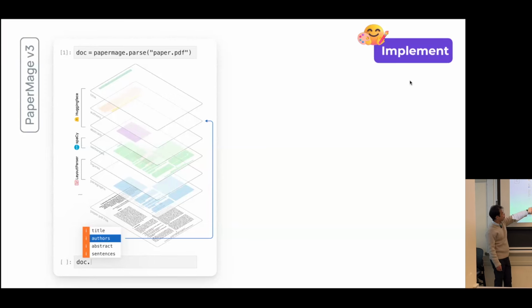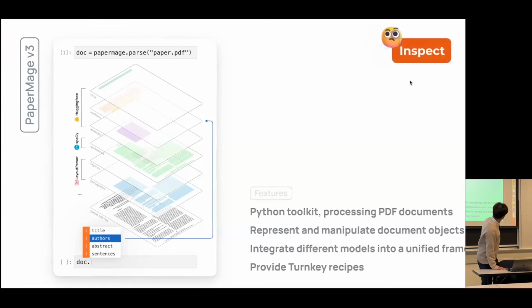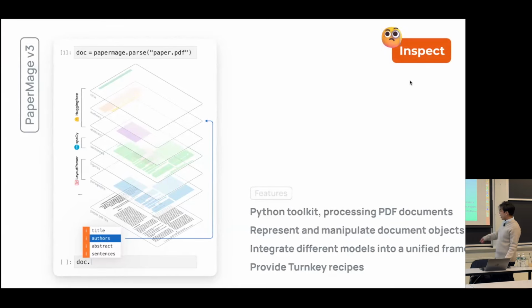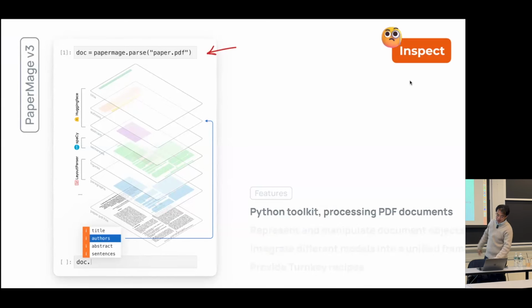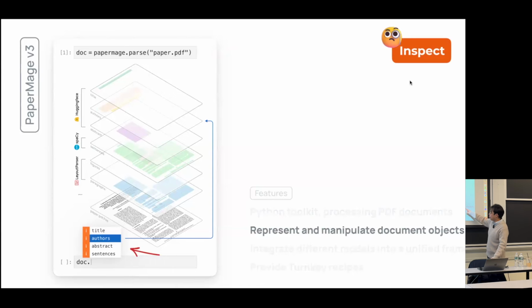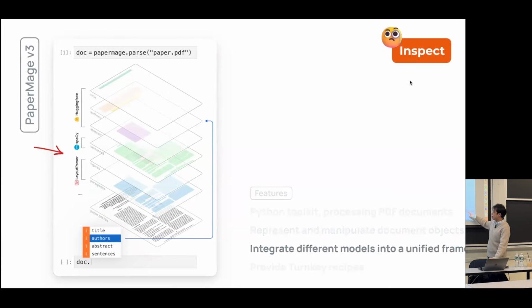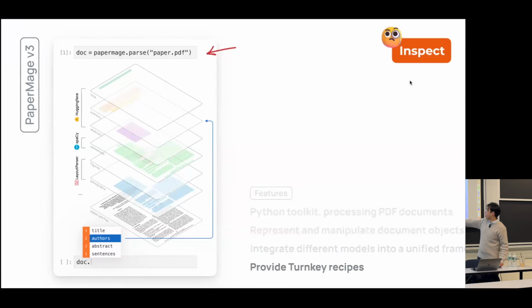And here we have all these annotations telling you, okay, there are different layers here. And then if you check this cheat sheet, you'll figure out, oh yeah, it's got almost the components you want, right? This is a Python toolkit. Of course, it's in a Jupyter notebook. And then it processes PDF documents because if you check here, the PDF is being processed. And then it represents and manipulates document objects because you see here from the hints, it shows you the different document objects. And then finally, it says, oh, integrate different models into a unified framework, which is also showing some of the ideas there. And finally, it misses this part, provide turnkey recipe. We need to fix this.